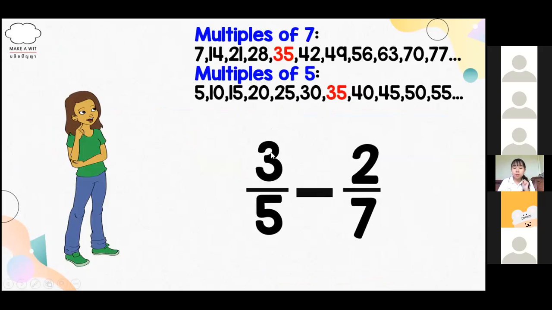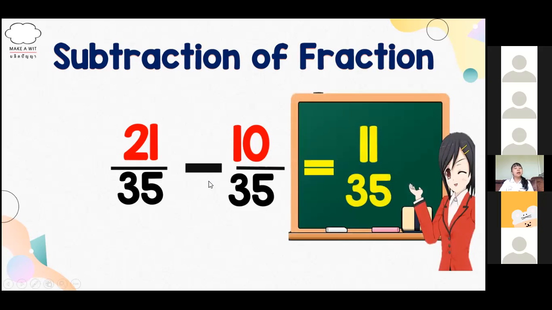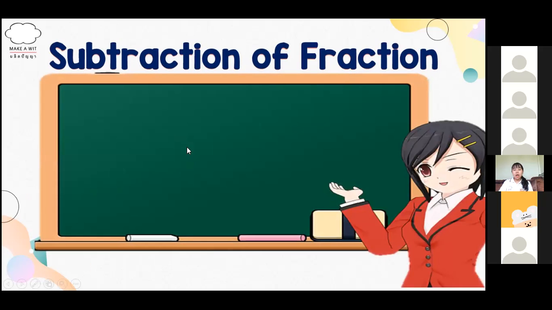Next we have 3/5 minus 2/7. The common denominator is 35. Make it into 35 first. So it becomes 21/35 minus 10/35. It becomes 11/35.